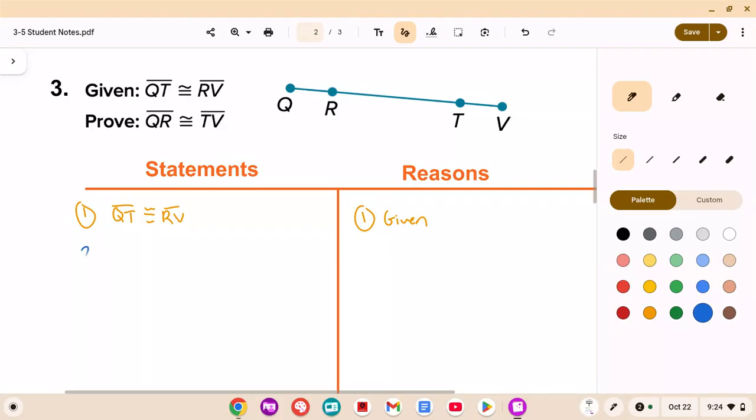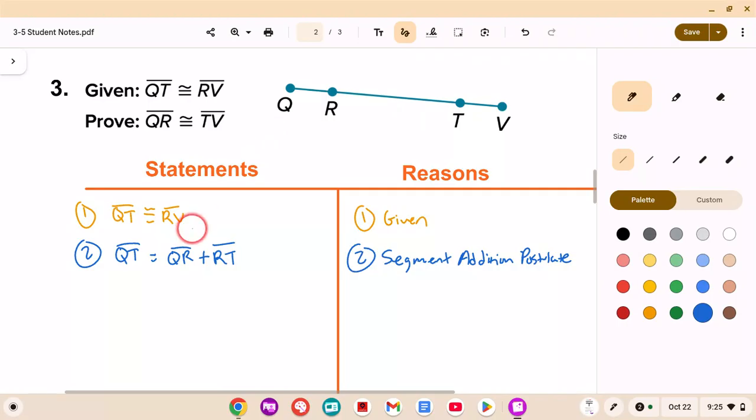All right. So in step number 2, I'm going to talk about Q to T. And check it out. From Q to T, you could actually break this up into QR plus RT. So that's what I'm going to write down. QT is QR plus RT. And what you're doing is segment addition postulate. And I'm picking on QT because it was part of our given.